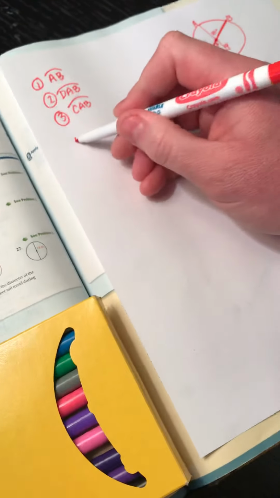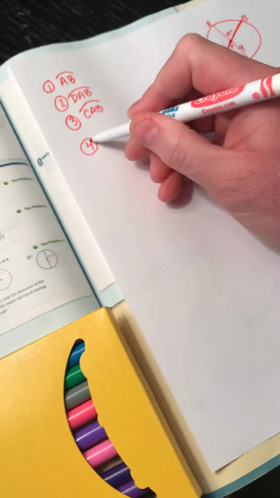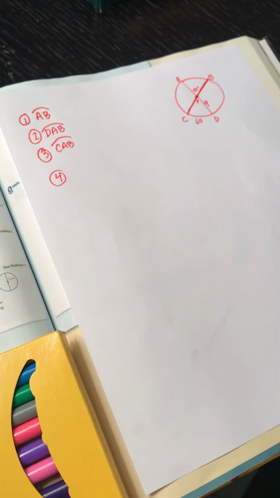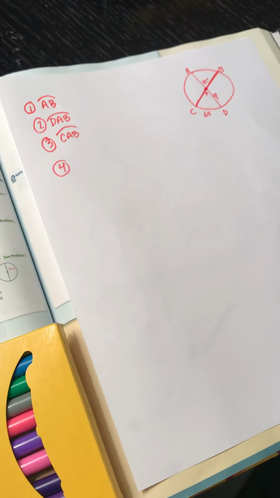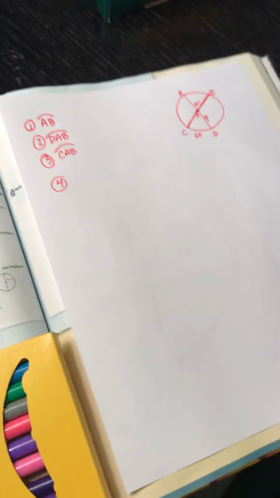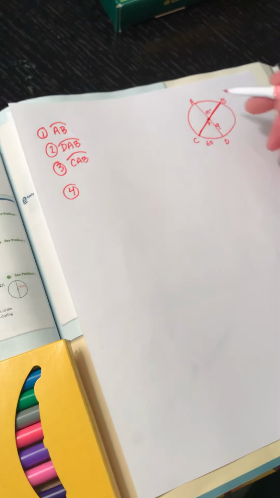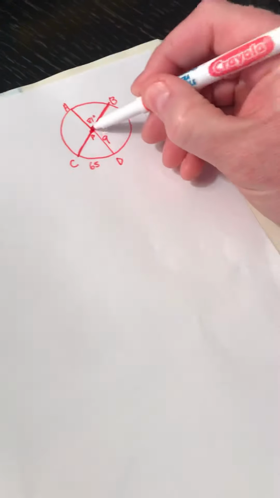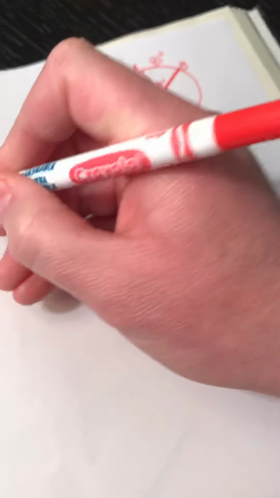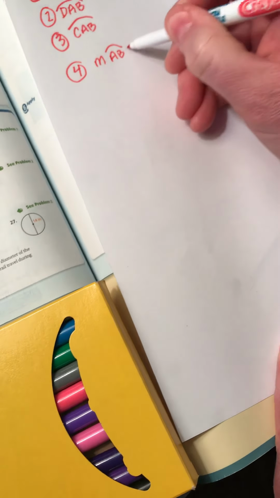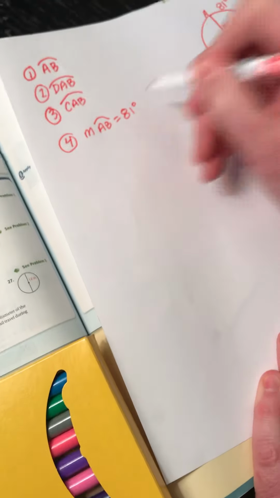The next problem, number 4, says, what is the measure of arc AB? Now, there is a difference between the measure of arcs, like an arc measurement, and arc length. Arc measurement is very easy to find. The arc measurement is always going to be equal to your central angle. So this angle right here is 81 degrees. So the measure of arc AB is going to be equal to 81 degrees.